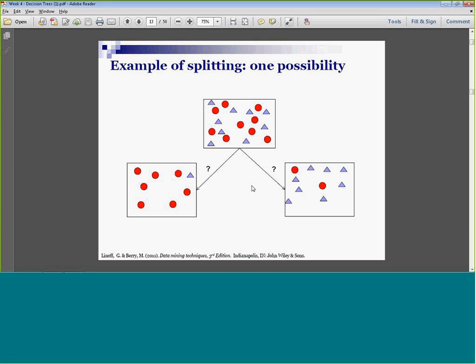What do we mean by purity? More circles, fewer triangles here. More triangles, fewer circles here. What if I had another criterion that gave me all the circles here and all the triangles here? It'd be better, wouldn't it? What if I had another one that gave me 5 circles and a bunch of triangles, and over here 4 circles and the rest triangles? That was good, right? Intuitively, we know that.